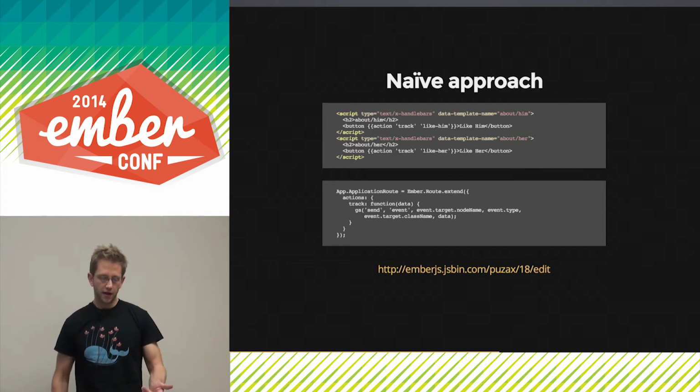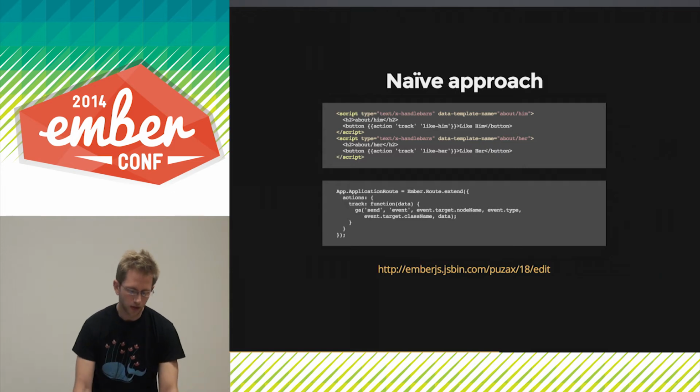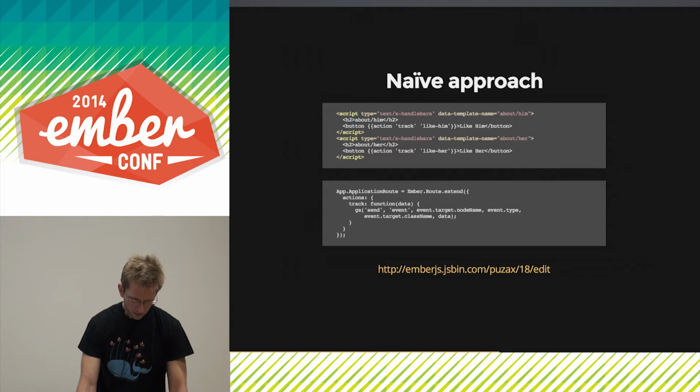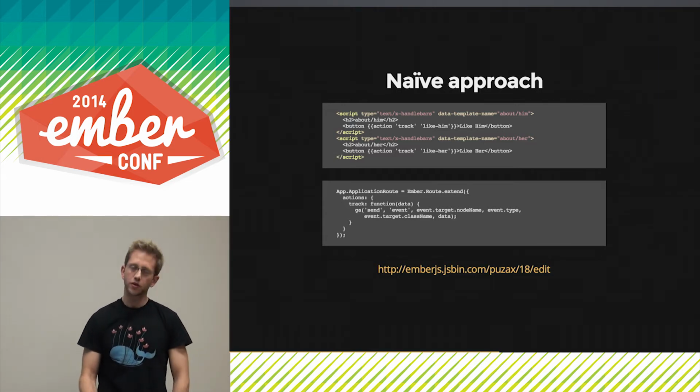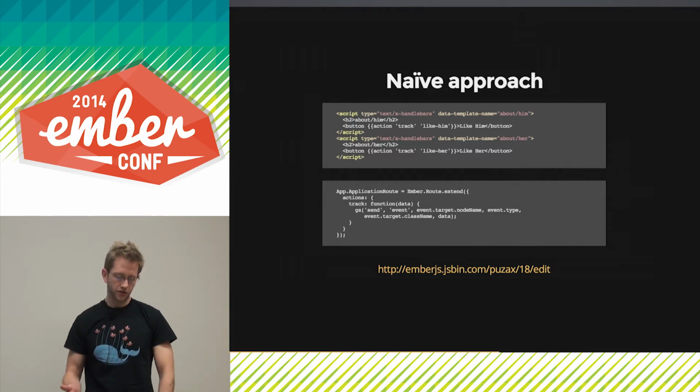So you can see on my slides, I'm going to go over this example. For the first part, you can see that we have two templates. One template's called About Him. The second template's called About Her. The templates just have a button on them, and the button just does some tracking. It says like him, like her.